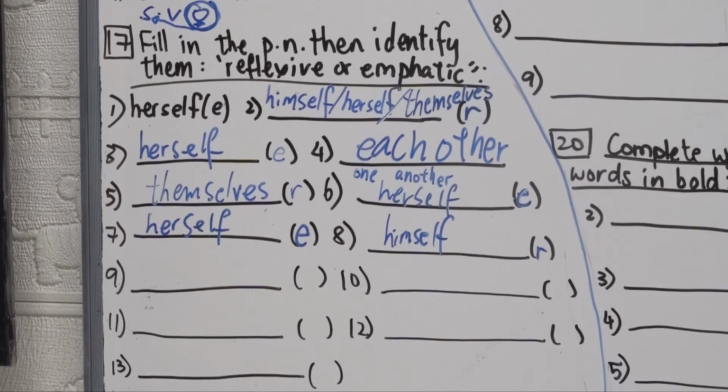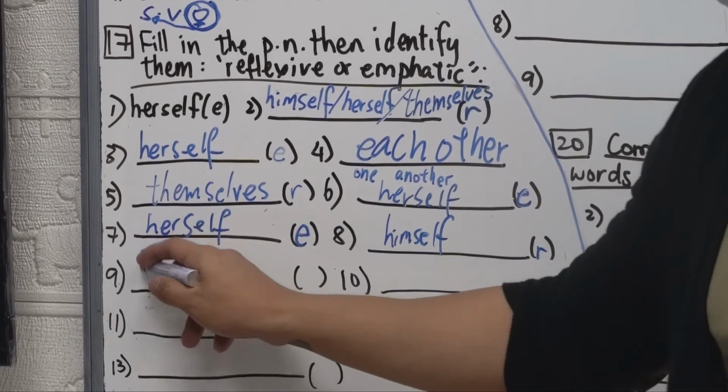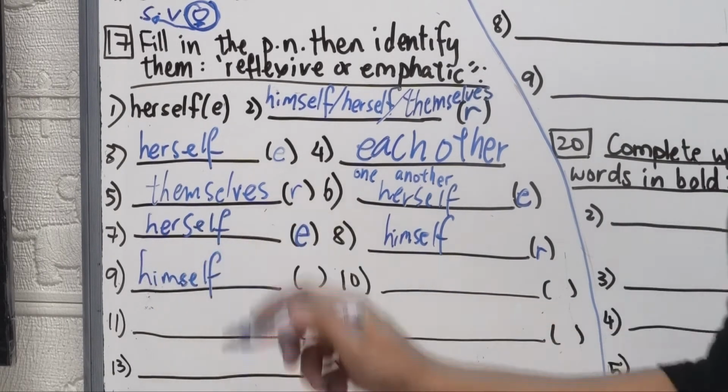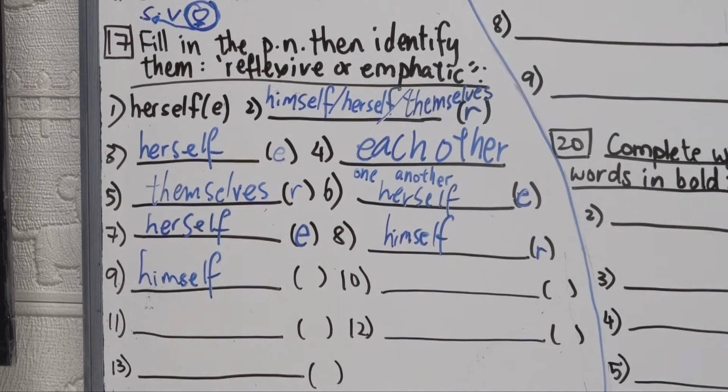Okay, next one. He shouted loudly above the noise to make himself heard, right? So he, himself. To make himself heard. Is that emphatic or reflexive? He shouted loudly above the noise to make himself heard. It is reflexive, right? Reflexive.